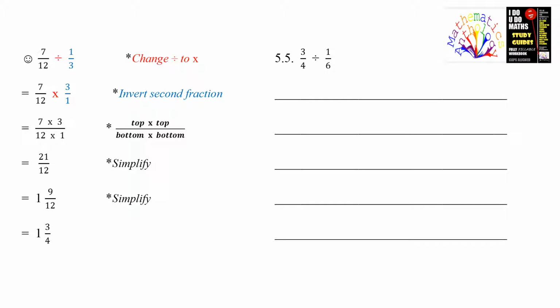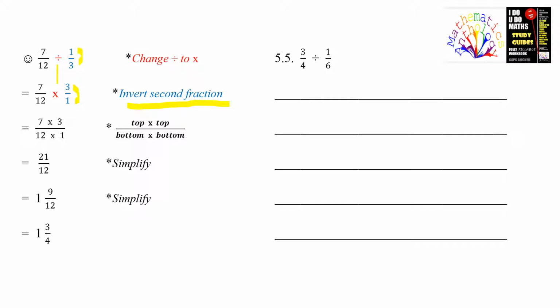Okay, let's look at division, dividing fractions. So 7 over 12 divided by 1 over 3. The rule when you are dividing fractions is to change the division sign to a multiplication sign. When you change the division sign to a multiplication sign, you need to invert the second fraction. This means the second fraction here, 1 over 3, will become 3 over 1. You have to invert the second fraction when you change the divide sign to a multiplication sign.